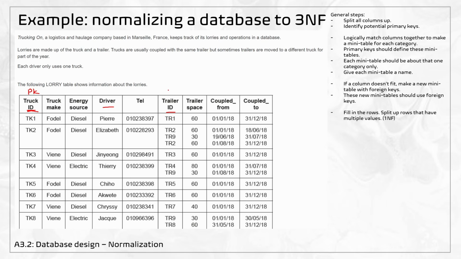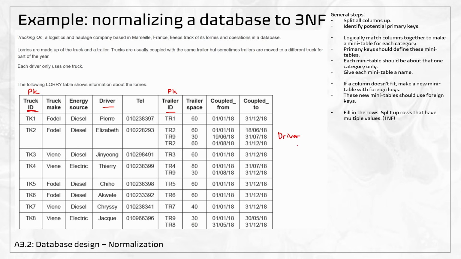Trailer ID, I think, should be a primary key. Let's write PK. Trailer space, oh, nope, there's duplicates. Definitely no. Coupled from, well, I don't think this can be a key either, nor can coupled to. So we've got 2 primary keys here out of 1, 2, 3, 4, 5, 6, 7, 8, 9 different columns. So now let's start making our mini tables. And quick tip when you're making your mini tables, try to start from the table with at least foreign keys. So let's think. Trucks each have a driver, so it will have a foreign key. And both drivers and trailers are independent, actually. So let's start with those. So let's start with driver.